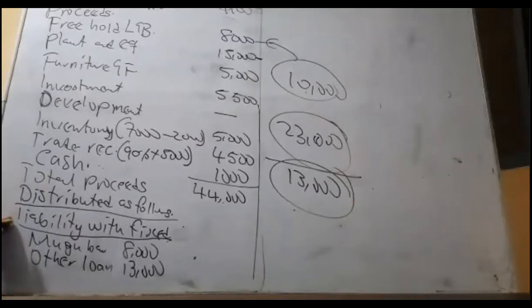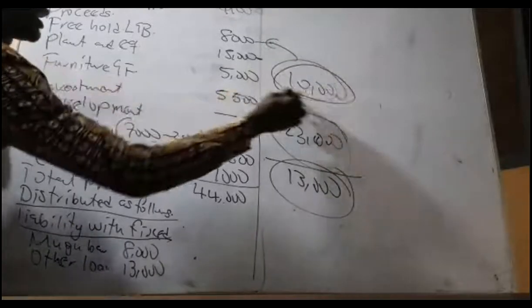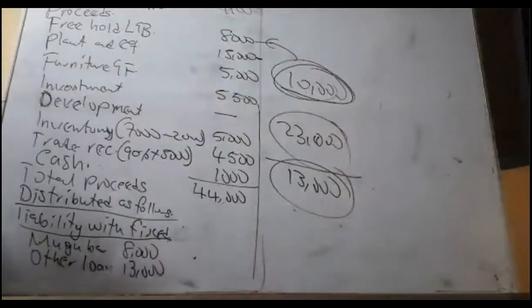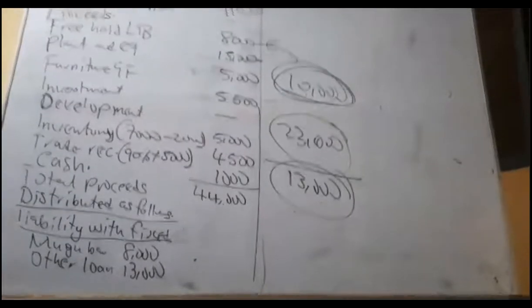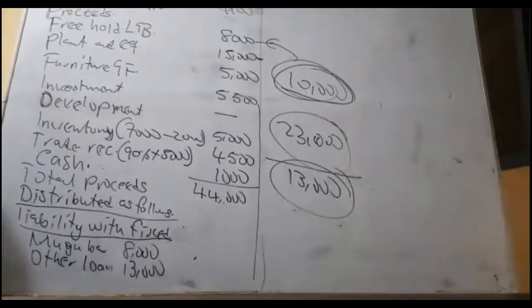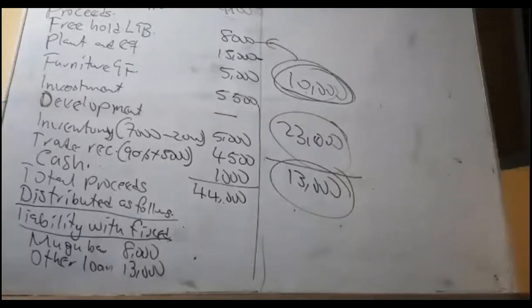Under the liability with a fixed charge, there are two: Mugu Bank loan and other loan. You are done. So it means that with Mugu Bank, it is left with 2,000. That 2,000 is what? Unsecured liability. So they should wait. If you are sharing or paying the unsecured liability, they should come and join the queue for that 2,000, and then you are done. Perfect. Now let's move on.